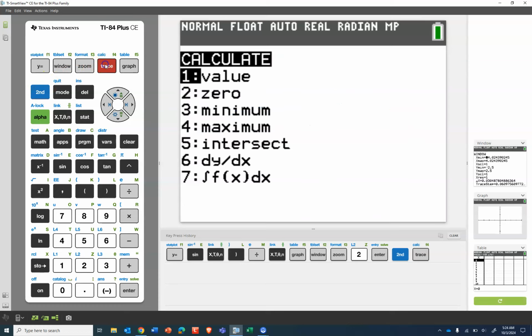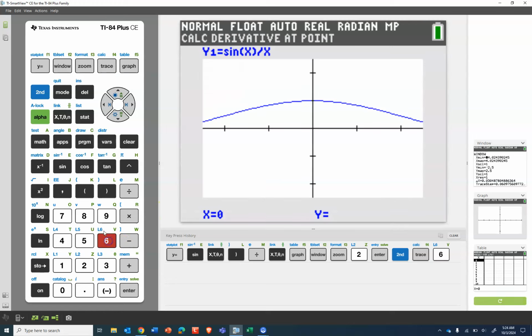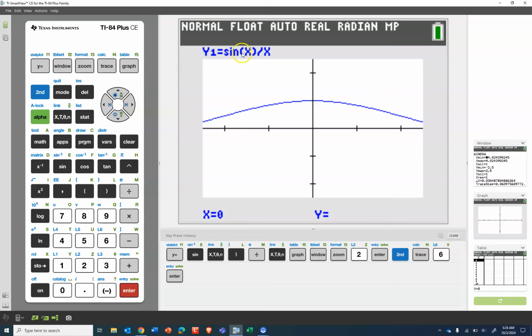So I'm going to do second trace. And this one down here, number 6, that's the derivative. So right now it's at x equals 0. I suppose if I press enter, I get nothing. And the reason is, hey, sine of x over x is not defined at 0. So we'll try that again.